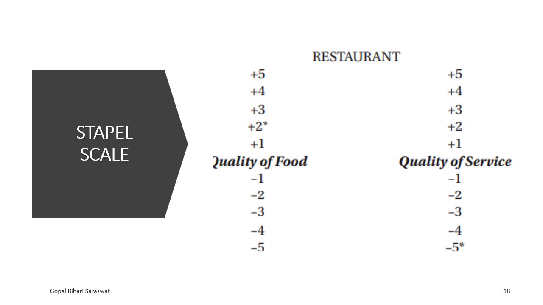Next, the scale is the Stapel scale. The Stapel scale measures attitude in a negative to positive manner. Like here we can see that the quality of food, you can rank it plus 1 to 5, or negatively -1 to -5. Similarly, the quality of services can also be measured like this under the Stapel scale.